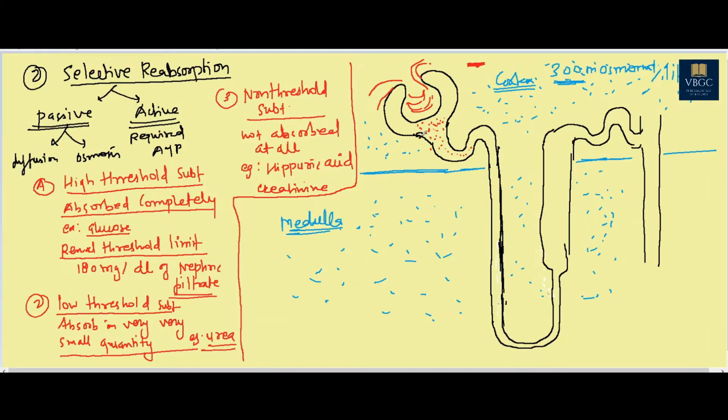Here I have some special type of cell, known as brush bordered epithelial cells. Actually the PCT is made up of brush bordered epithelial cells. These cells are rich in mitochondria. Why are they rich in mitochondria? Because they are undergoing too much reabsorption.